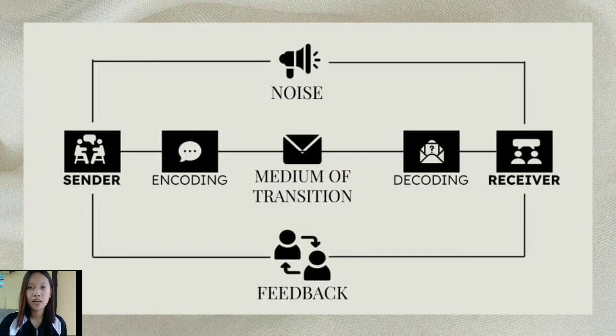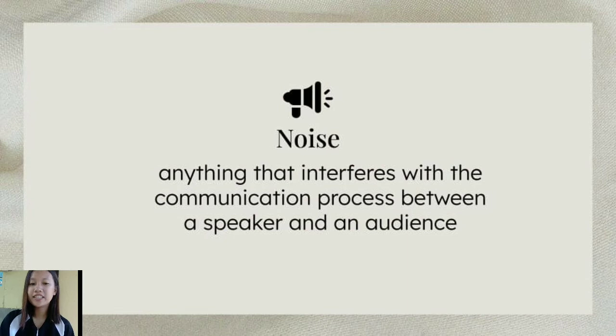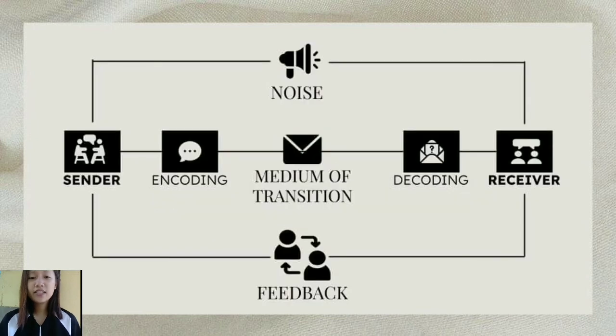It could happen anywhere. It could happen during the transmission of message in the medium of transmission or channel. It could happen during the encoding of the sender. It could happen during the decoding of the receiver. Or it could also happen in the feedback. So noise, anything that interferes with the communication process between speaker and audience, between the sender and the receiver. So anything that will go between the communication process of sender and receiver will be considered as barrier. And the most commonly known is noise.